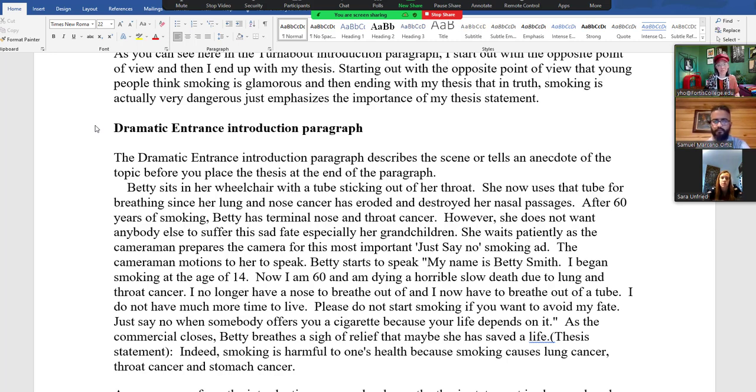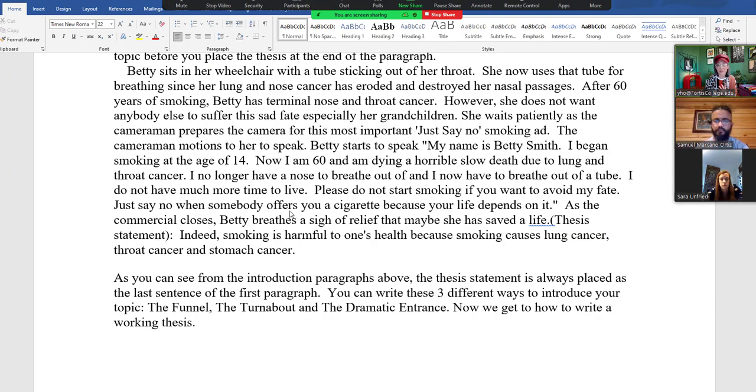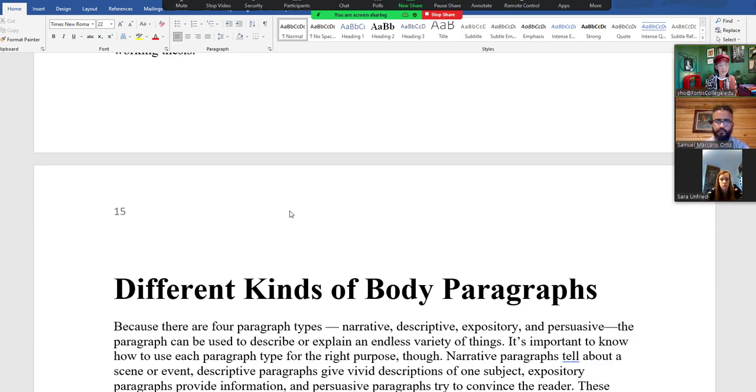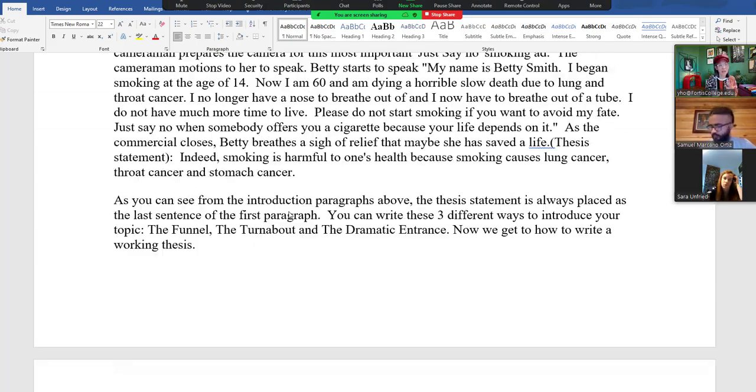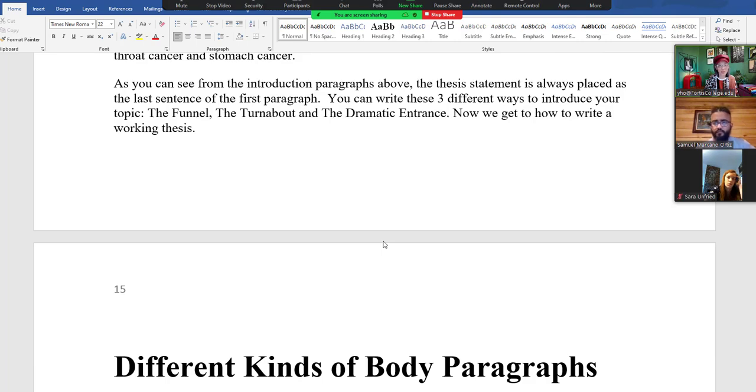So then your thesis statement, then you pivot to, indeed, smoking is harmful to one's health because smoking causes lung cancer, throat cancer, and stomach cancer. So as you can see, this is known as a dramatic entrance because you make a dramatic entrance by writing a story about it. Okay, so that's one way of doing it. And then the last kind, I left out circular. So that's basically it. So here you have the funnel, the turnabout, and dramatic entrance. So 3 different kinds of introduction paragraphs.